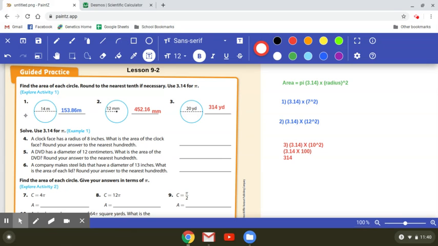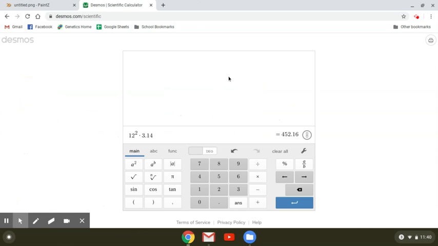All right, we're going to use 3.14 again. A clock face has a radius of 8 inches. What's the area of the clock? We can round to the nearest hundredth. So 8 is the radius, 8 squared, and then we multiply that by 3.14. I'll grab my calculator. 8 squared is 64, and we multiply it by 3.14, which gives 200 and 96.